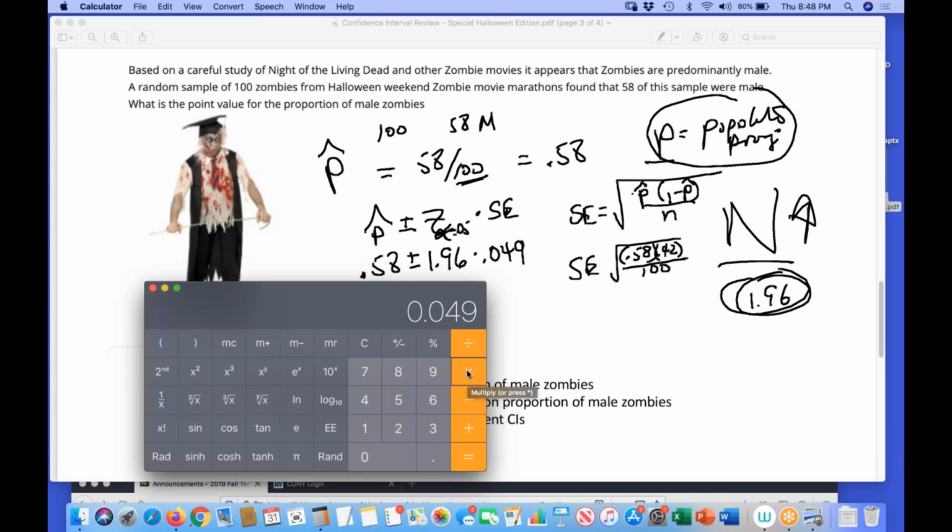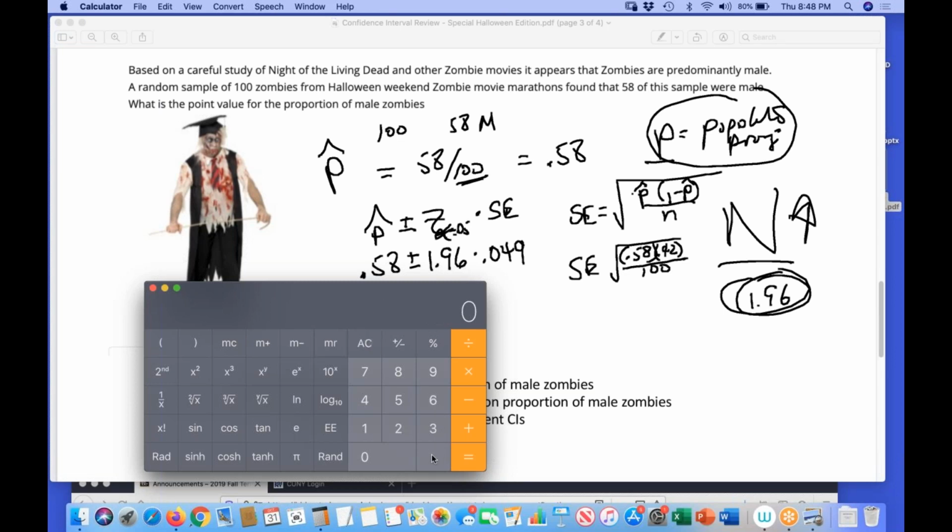Okay, 0.049 times 1.96. Okay, so that's our margin of error, 0.09604. So I'm going to put this into memory. I'm going to clear it out.